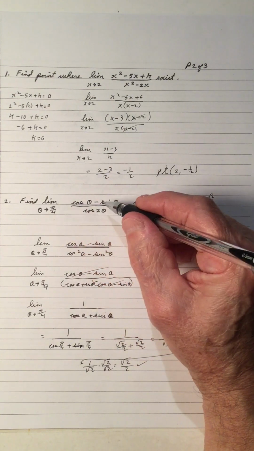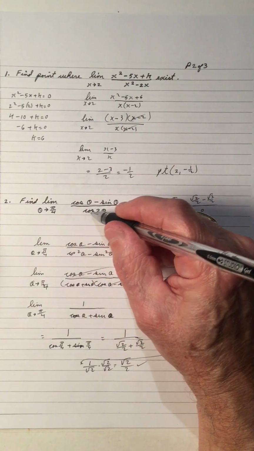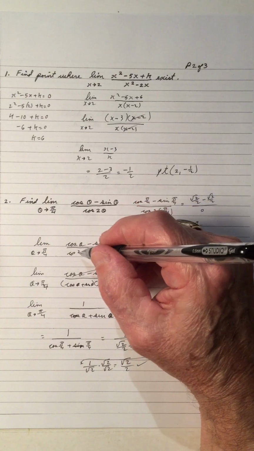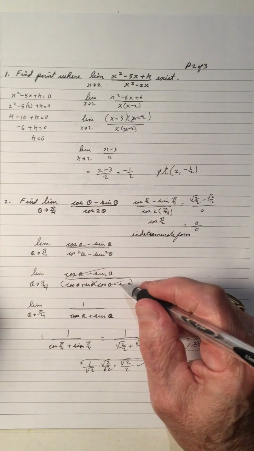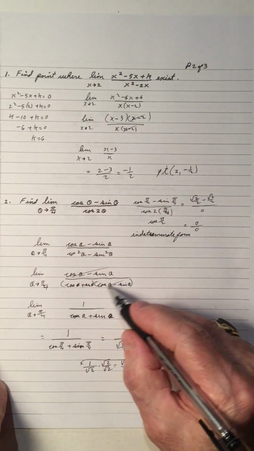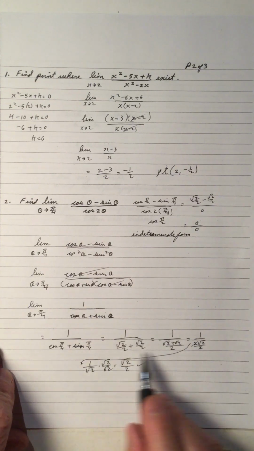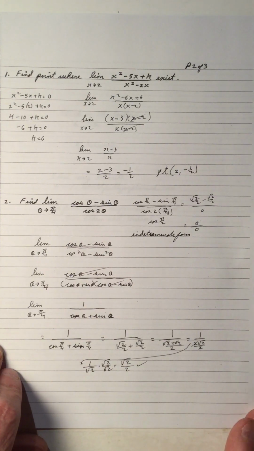So, notice we had to change cos 2 theta to cos squared and sine squared and factor it out. So when we factored it, they cancel out, and I plugged it back in, and I got the value of root 2 over 2.